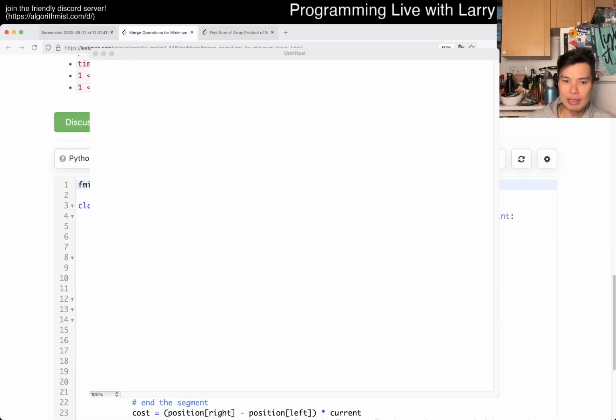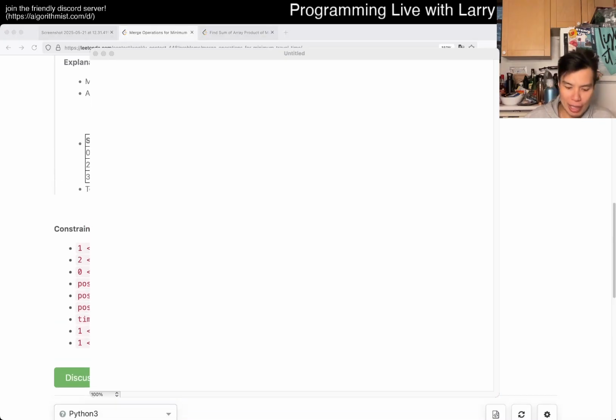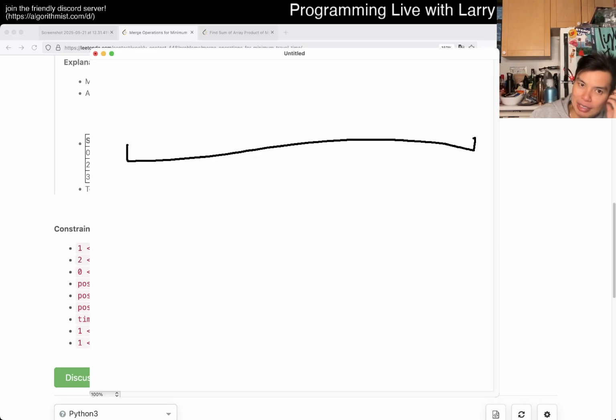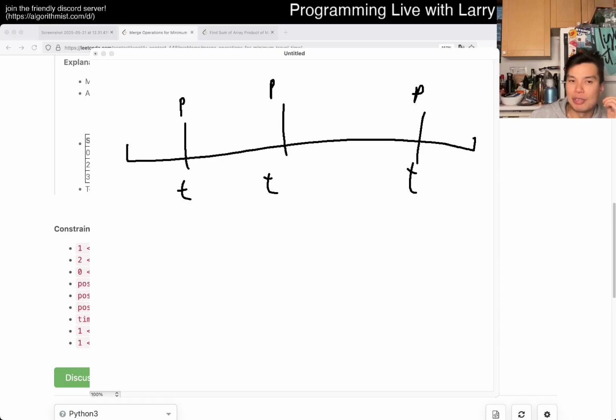For this one, the way that I visualize it is that we have this timeline, right? And you have these goalposts, say. And here you have the position, and then you have some time for them. The idea for this problem is that if you get rid of this, then this time gets added to the next time, right?